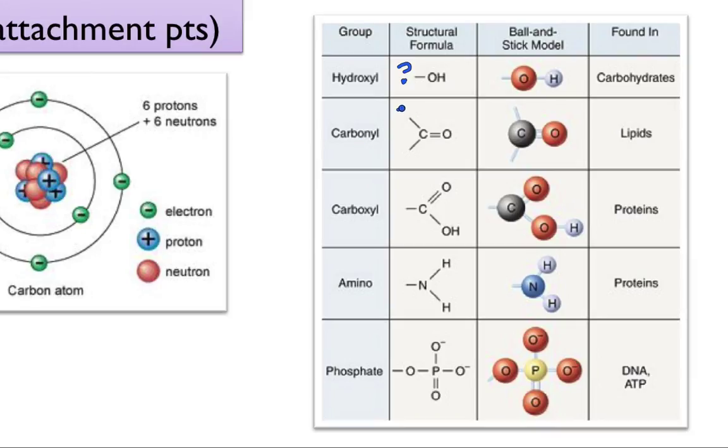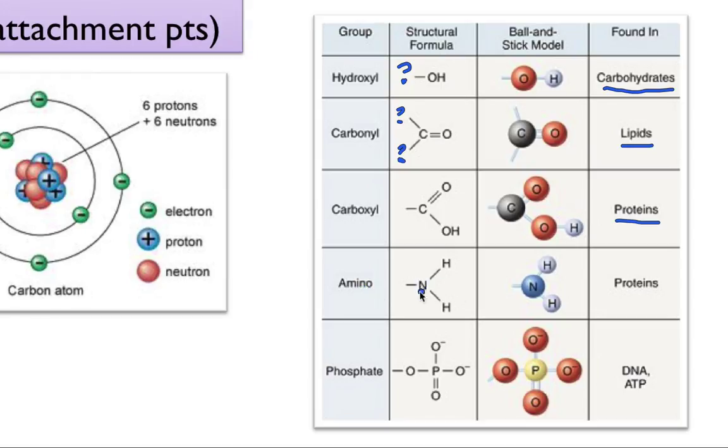Just like in this carbonyl group here, we could put a question mark here and a question mark there as well. Because typically what we're going to see is this is going to be part of a carbon chain. There'll be a carbon at the end of this and a carbon at the end of this as well. Now, if we take a look at where we find these functional groups, you can see that hydroxyl groups are often found in carbohydrates. Carbonyl groups are often found in lipids. Something called a carboxyl group is a carbon double bonded to an oxygen and single bonded to another hydroxyl group right here.